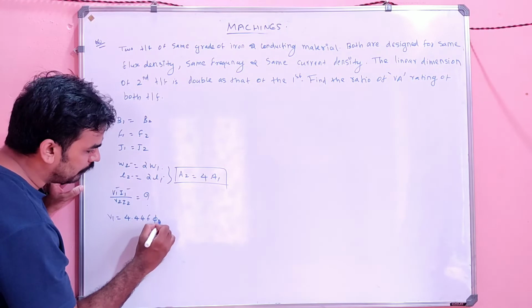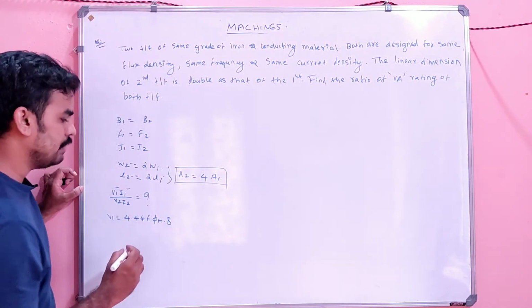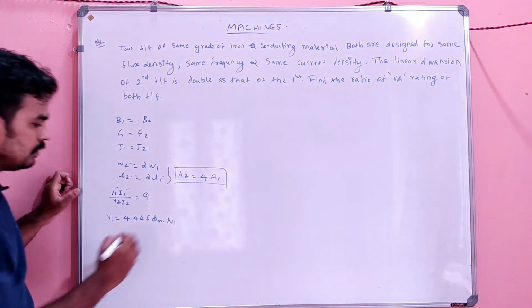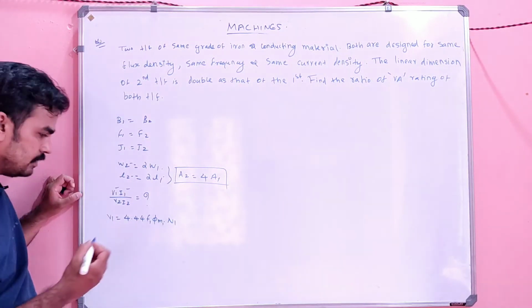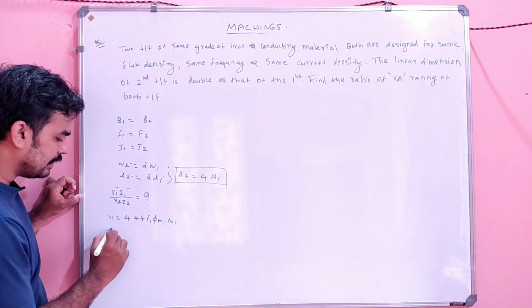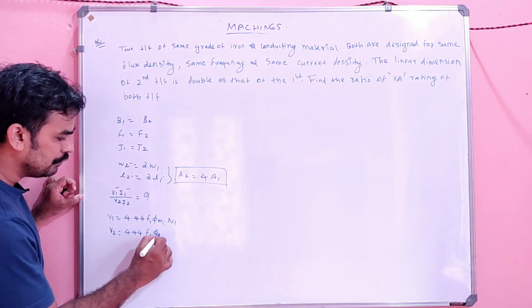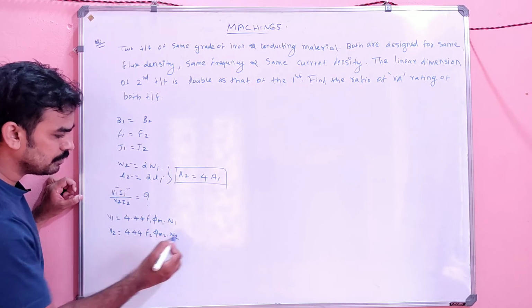4.44 into F1 into phi m1 into N1, correct? For the first transformer. Let it be F1, let it be phi m1, etc. And for the second transformer, you can write 4.44 into F2 into phi m2 into N2.